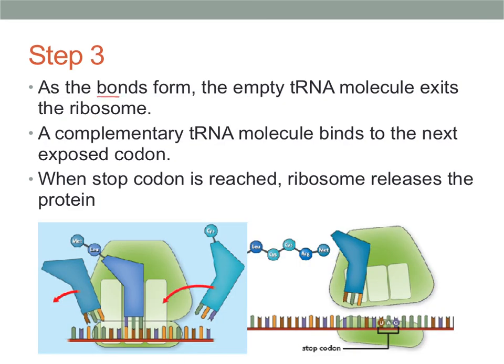As the bonds form, the empty tRNA molecule exits the ribosome. Once it gives up its amino acid, it will unattach from the messenger RNA and go look for another amino acid in the cytoplasm that would be coded for by its anticodon. When a stop codon is reached, the ribosome releases the protein, and protein synthesis is done.